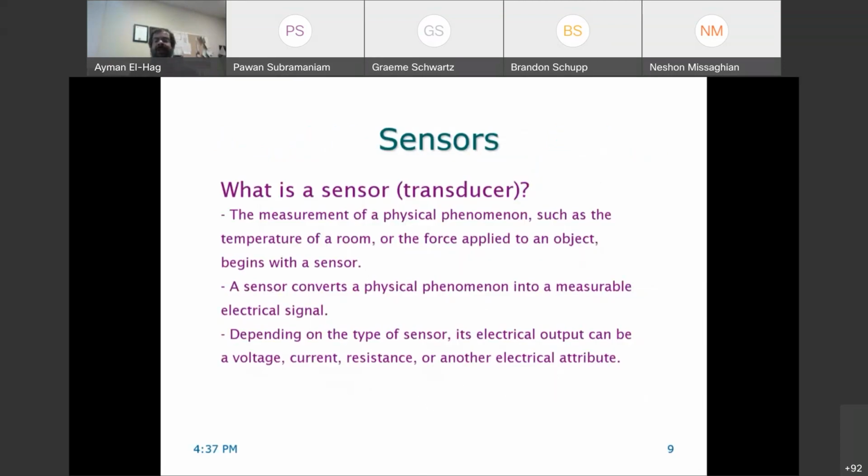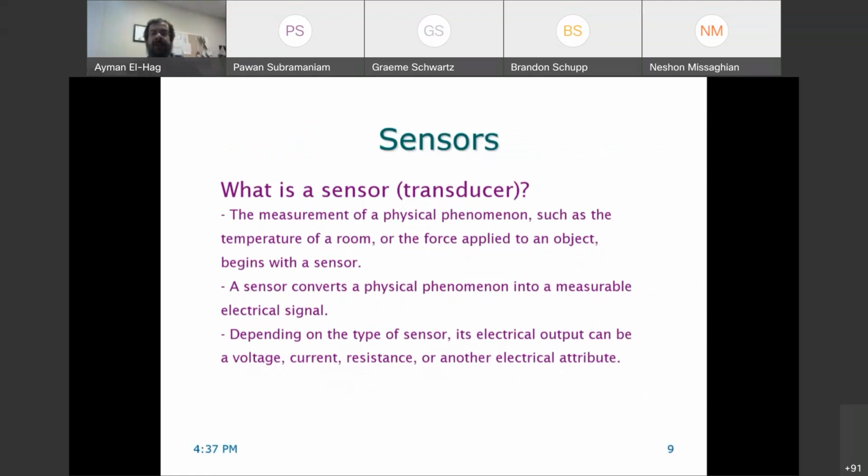So we'll start with the sensors. Sometimes they use transducer interchangeably. Sometimes they differentiate between that. We don't want to go too much into philosophy of the names, but what is, at the end of the day, the sensor?